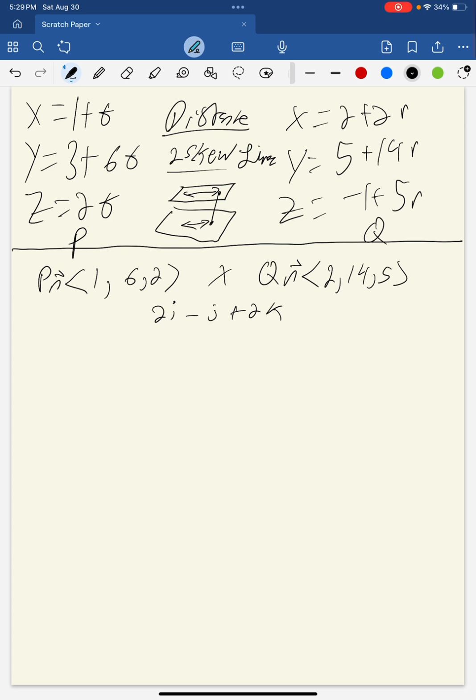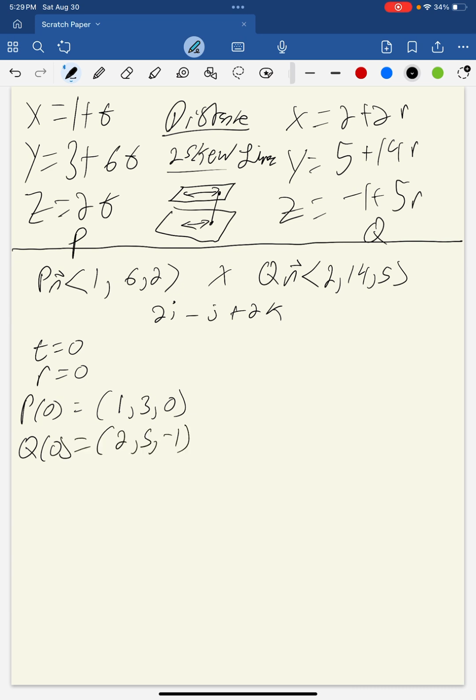So now that we have this, we just need to choose two points in P and Q. And the simplest is always going to be 0, unless of course you end up with 0, 0, 0, which you cannot, and then choose a different value. But for this sake, we're going to do t equals 0, r equals 0. So for P of 0, we are going to be left with 1, 3, 0. And then for Q of 0, we are going to be left with 2, 5, negative 1.